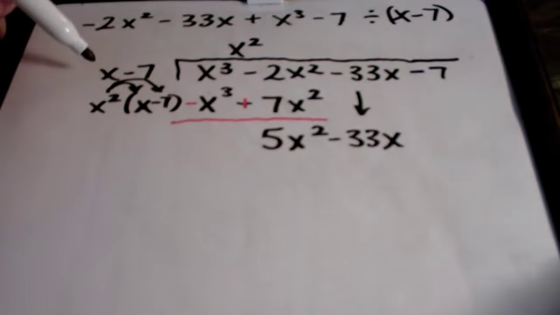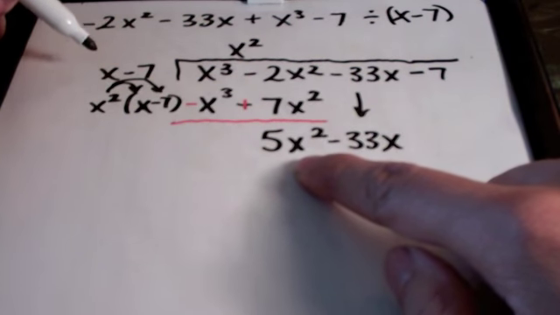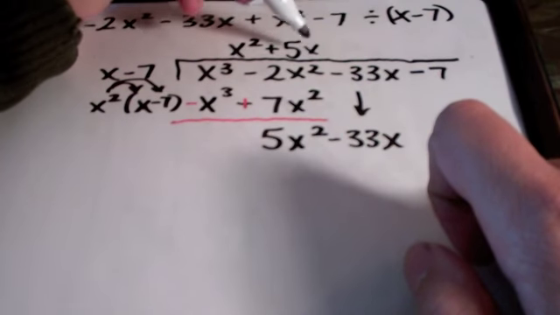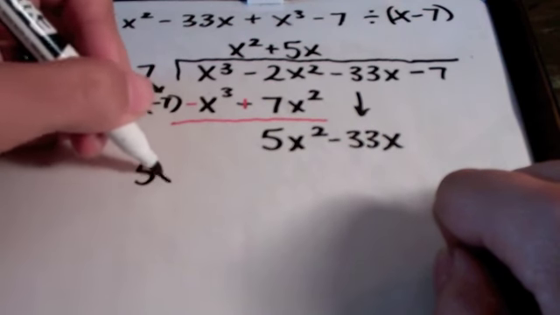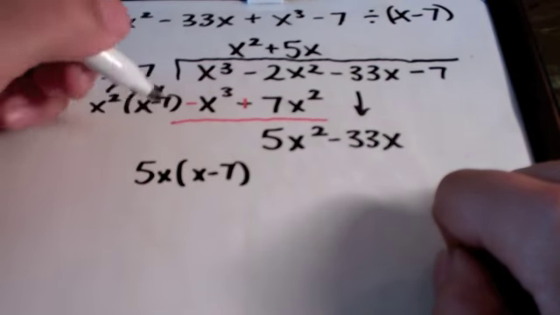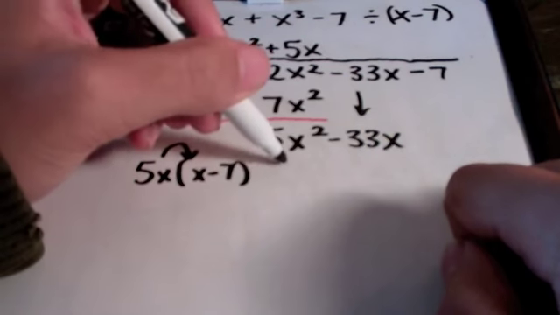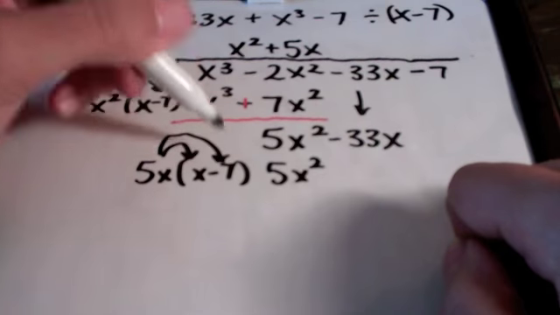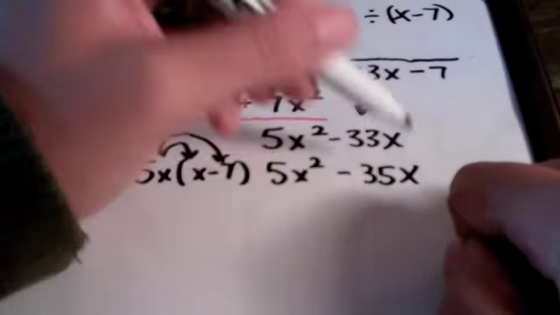Okay, and then we go back to our divisor. So what can we multiply by x to give us 5x squared? And that's going to be a positive 5x. Okay, so we put that to the outside. We write our divisor again, x minus 7. And again, we go back and use our distributive property. So 5x times x gives us 5x squared. And 5x times negative 7 gives us negative 35x.